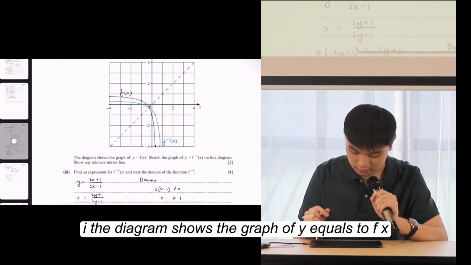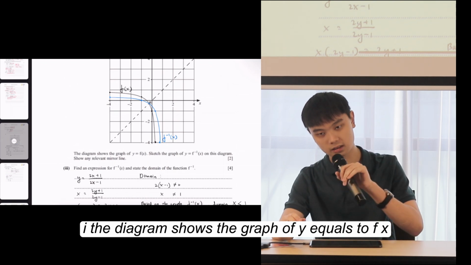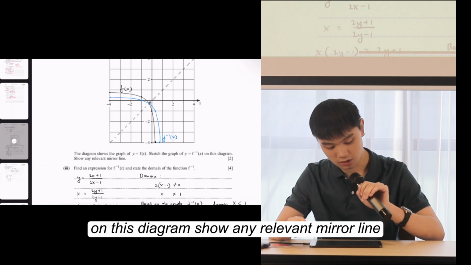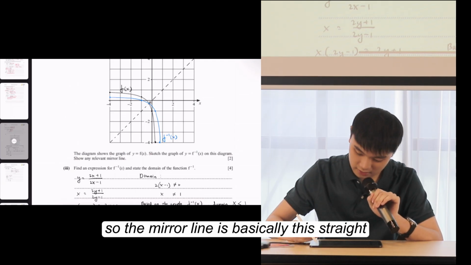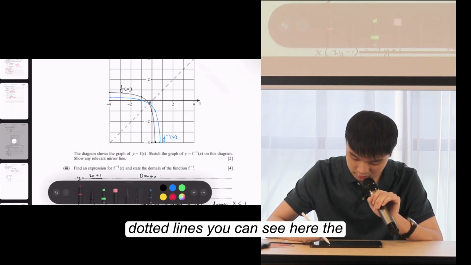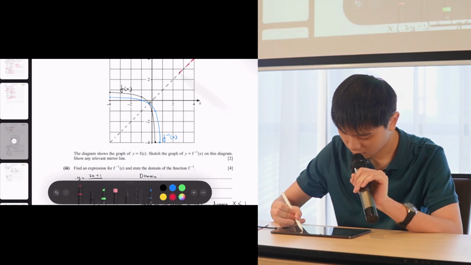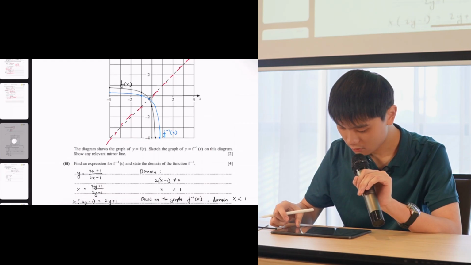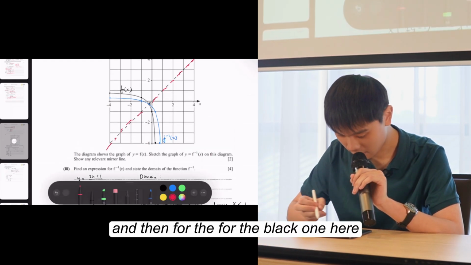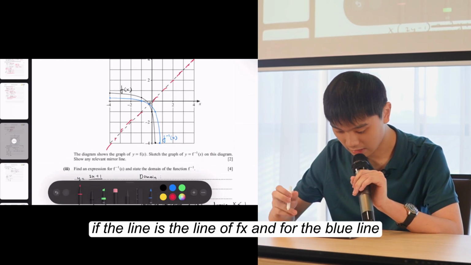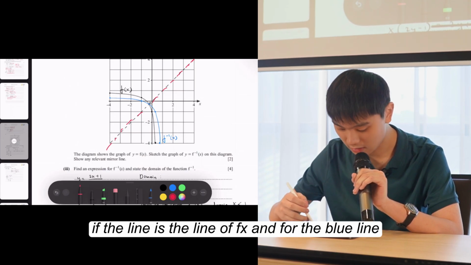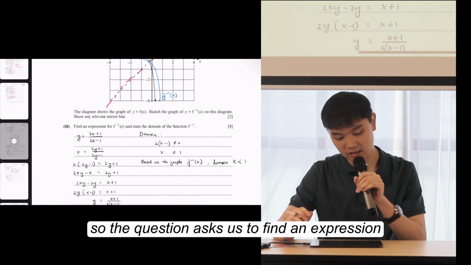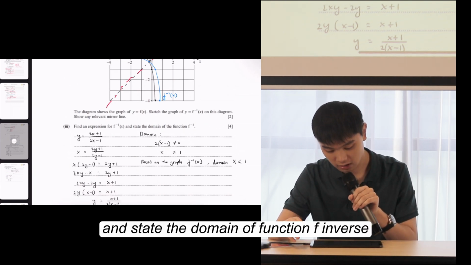Okay, so for (ii), the diagram shows the graph of y equals f(x), and we need to sketch the graph of y equals f inverse x on this diagram. Show any relevant mirror line. So the mirror line is basically this straight dotted line. You can see here the line from, yeah. And then the black line is the line of f(x), and the blue line is the line of f inverse. So the question asks us to find an expression for f inverse x and state the domain of function f inverse.